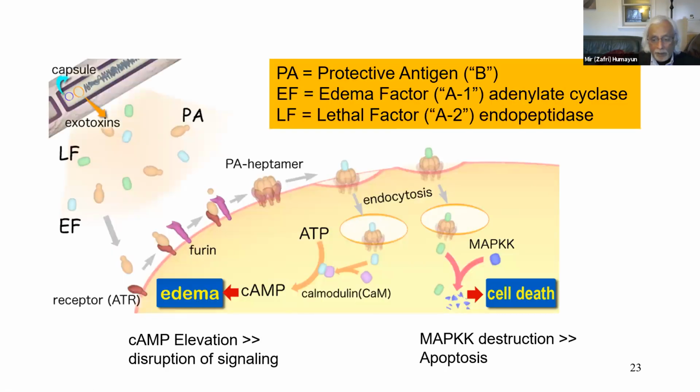Okay. In this slide, we summarize the various enzymatic functions of the anthrax toxins. To refresh your memory, PA is the B subunit. It has a special name, protective antigen. Okay? The two A subunits are called EF and LF. EF for edema factor, LF for lethal factor. EF is an adenylate cyclase, LF is an endopeptidase. Here are the mechanism of action of these toxins.